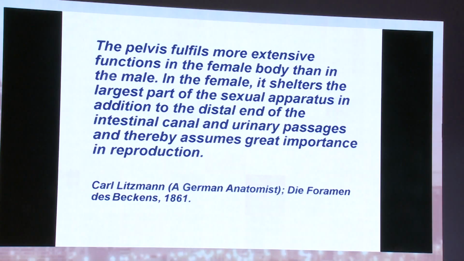I'd like to start my presentation with a statement from an anatomist, Karl Liztmann, German anatomist, in his book called Die Formen des Beckens, or Forms of the Pelvis, which was written in 1861. He said that the pelvis fulfills more extensive functions in the female body than in the male. I think this is very important. The female pelvis is unique as compared to the male pelvis because it shelters the largest part of the sexual apparatus in addition to the lower ends of the intestinal canals and urinary passages, and thereby assumes a greater importance in reproduction. The male pelvic floor has minor role in reproduction as compared to the female pelvic floor.